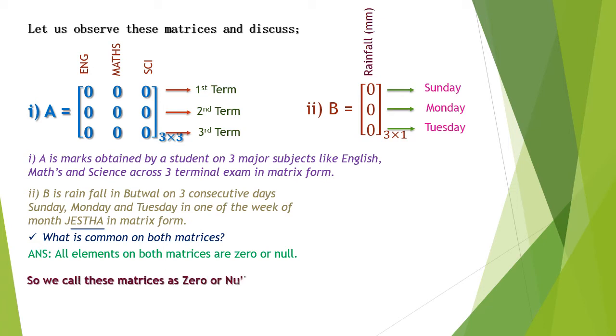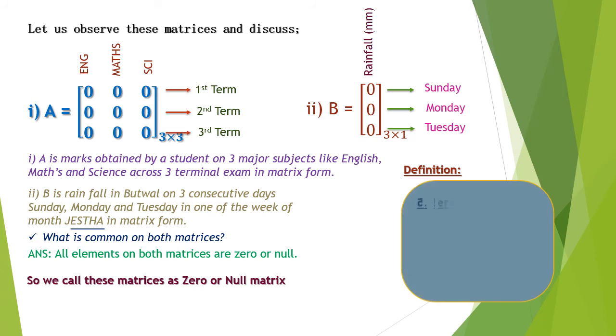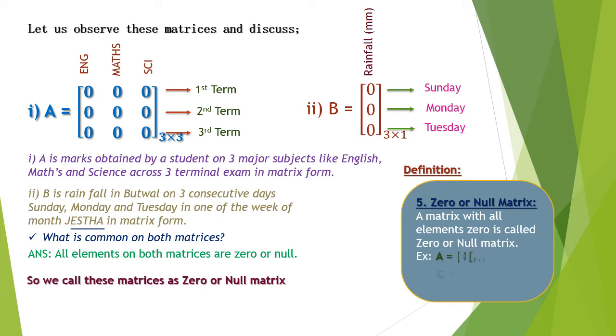So we move on to type 5, which is the null or zero matrix. Now the definition, you can see on your screen: a matrix with all elements zero is called a zero or null matrix. Very simple definition. You can give any kind of example also. You can see A zero, a 2×2 matrix where all elements are zero. Okay, let's move to type 6.